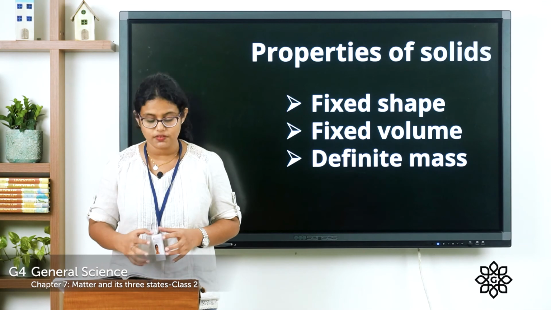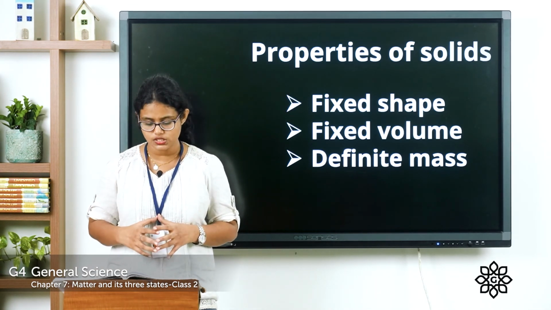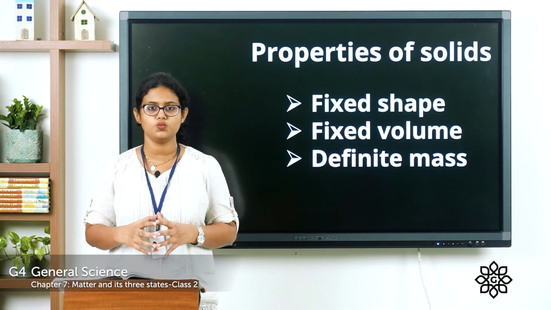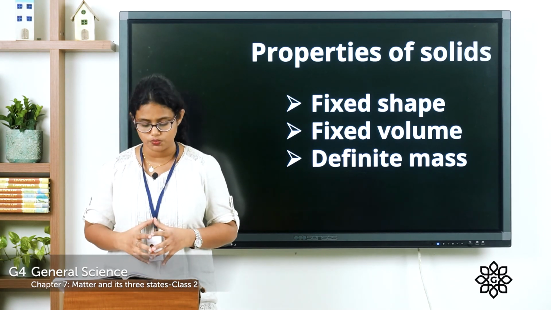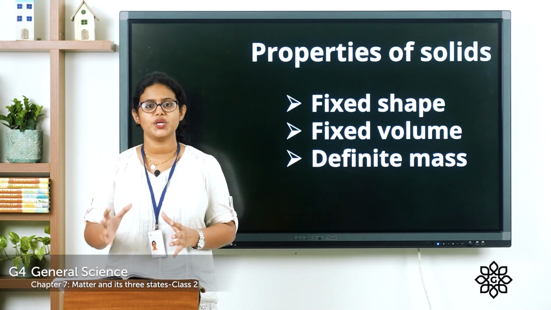On page number 74, there is a question given. Name 3 solid objects that you can see in the classroom. Instead of the classroom, you just observe around your home and write 3 solid objects that you see in your home and write it down in your notebook.